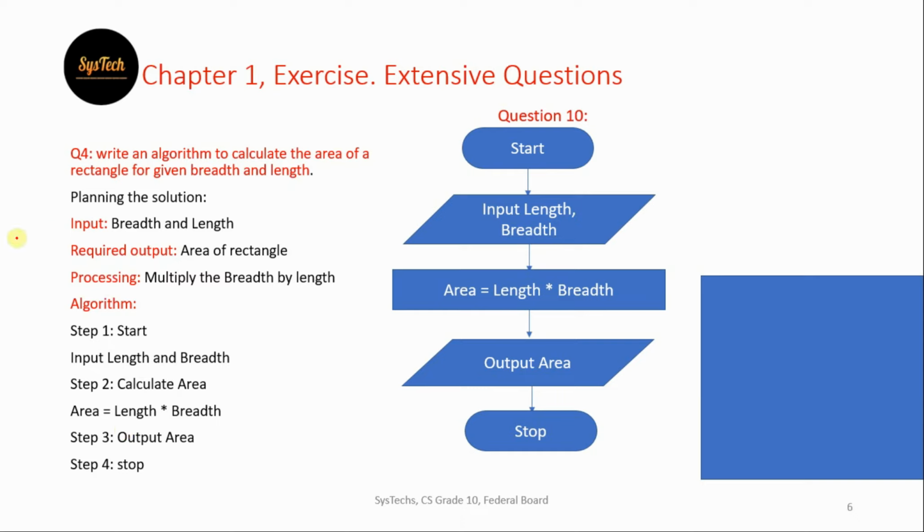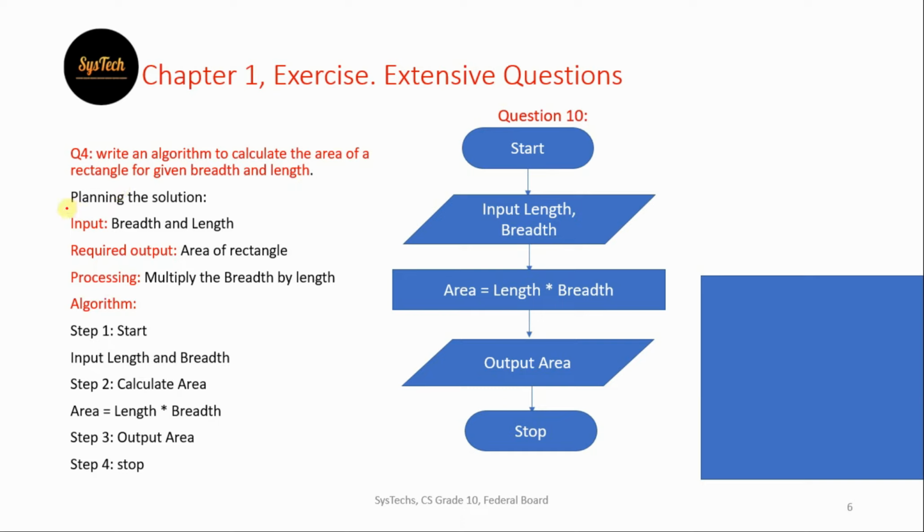So the next is the good questions, and they are a bit practical. You will have to do something. Basically, question number 10 is, convert the algorithm of questions 4 to 9 into a flowchart. Question 4, flowchart. Question number 10 is here. Write an algorithm to calculate the area of a rectangle for given breadth and length.